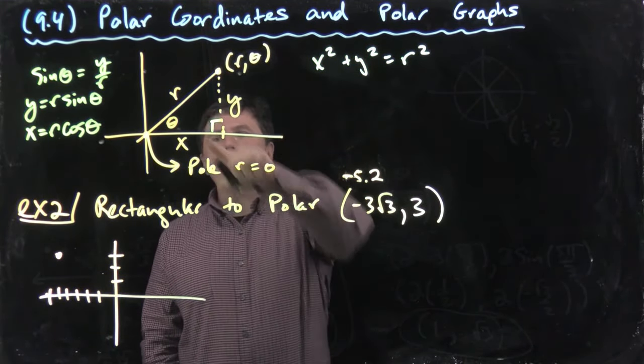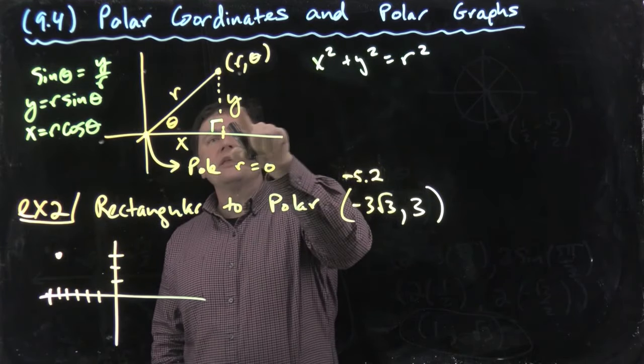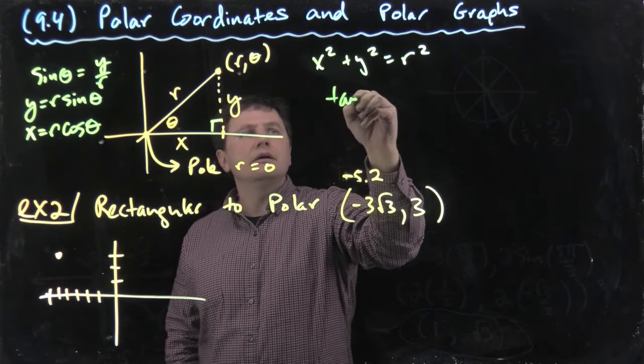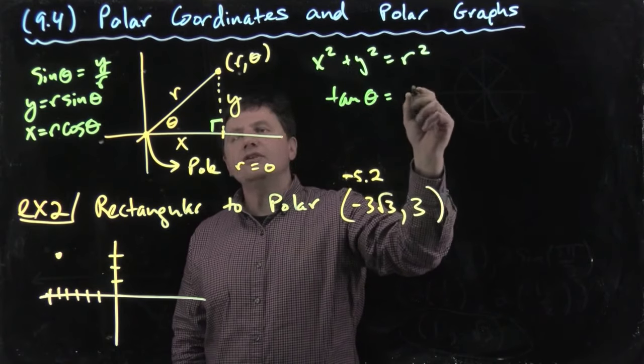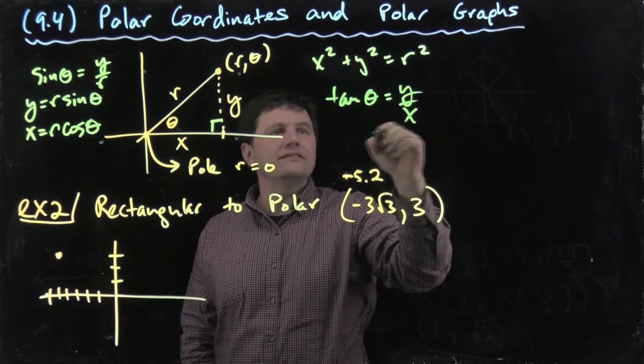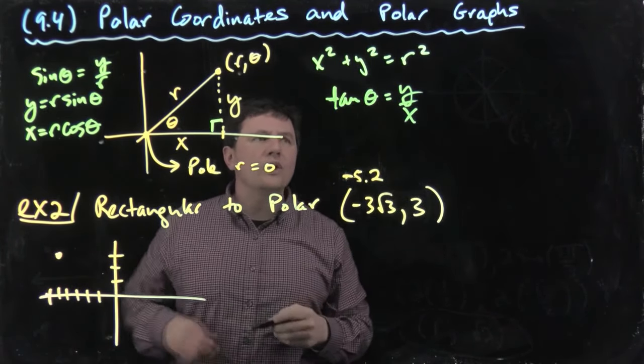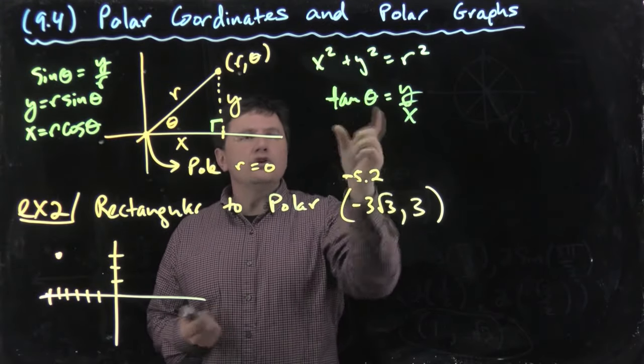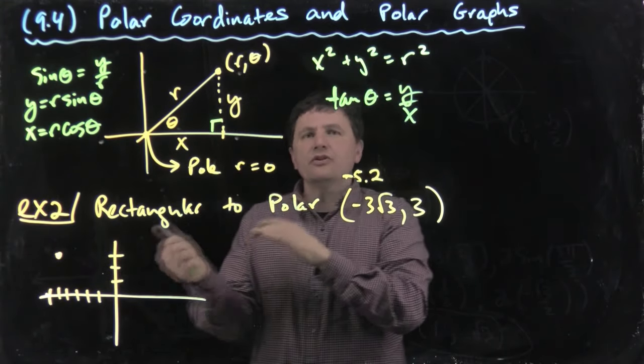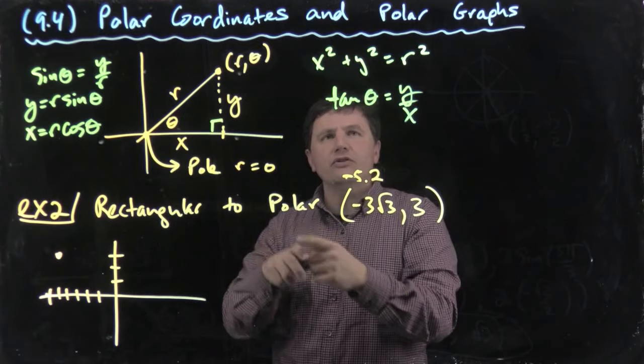Some other things that come up, first of all, you might notice that tangent of theta is equal to y over x. Now, when it comes to finding a point, usually what I do is just find a reference angle, because there are going to be a lot of different ways to do that.